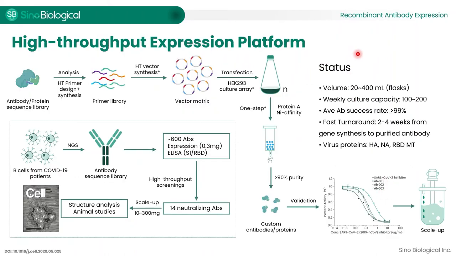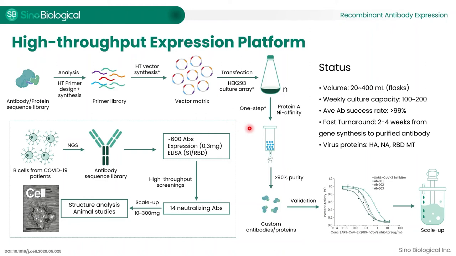We also have a high throughput protein and antibody expression platform. We have a high throughput primer design and synthesis platform. We can generate a primer library and subsequently generate the vector library to express proteins or antibodies. Actually, this platform was initially established for high throughput antibody expression, then we expanded the capacity to high throughput protein expression. For instance, we have a lot of mutants in the RBD domain of the SARS-CoV-2 spike protein, and we can generate a lot of mutants using this platform.